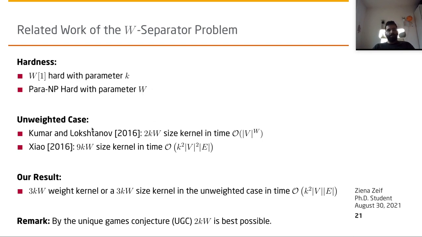The unweighted case is already investigated. Kumar and Lokshtanov provide a 2 times k times w size kernel, exponential in w. That is, when w is a constant, then the algorithm is polynomial. Xiao provides a 9 times k times w size kernel in polynomial time, and we give a 3 times k times w size kernel for the unweighted case. We also extend this result to the weighted case, where we provide a 3 times k times w weight kernel, both in polynomial time. Lastly, I would like to point out that 2 times k times w is probably best possible by the unique games conjecture. This is also a result that Kumar and Lokshtanov achieve. Unfortunately, the algorithm is not polynomial if w is part of the input.